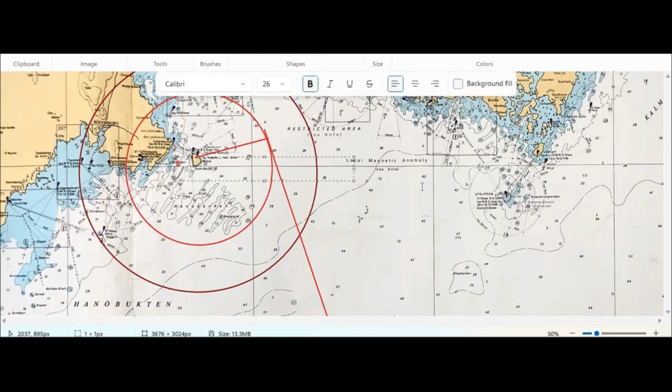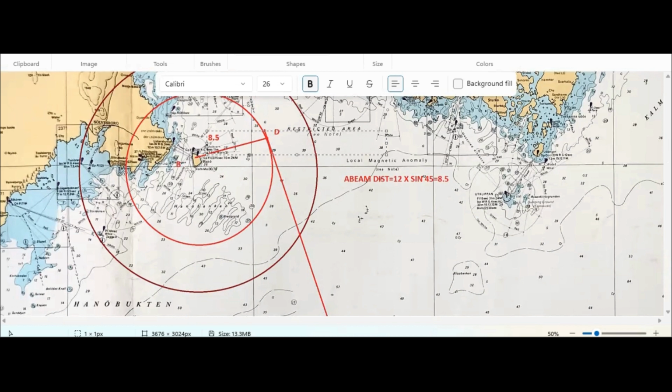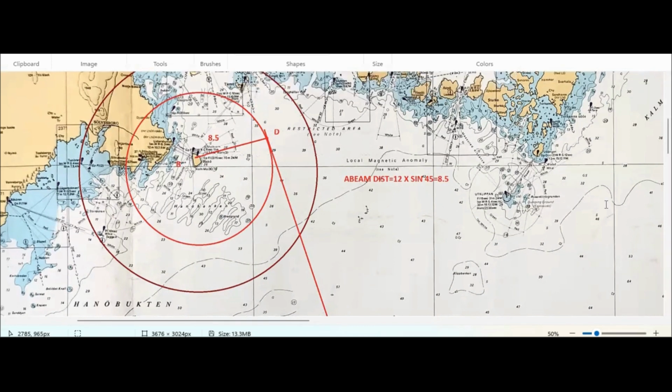BD is the radius. This radius we have calculated first. The abeam distance is equal to 12 into sine 45. We have shown why the right angle triangle forms. So this is equal to 8.5 miles. Now I have drawn an 8.5 miles radius circle. This red color circle is your 8.5. That means BD distance is your 8.5. After that, from the initial position, we have drawn the tangent. Why we have drawn the tangent? Because the tangent point is always 90 degree, so automatically it becomes 90 degree. And this will be your course.